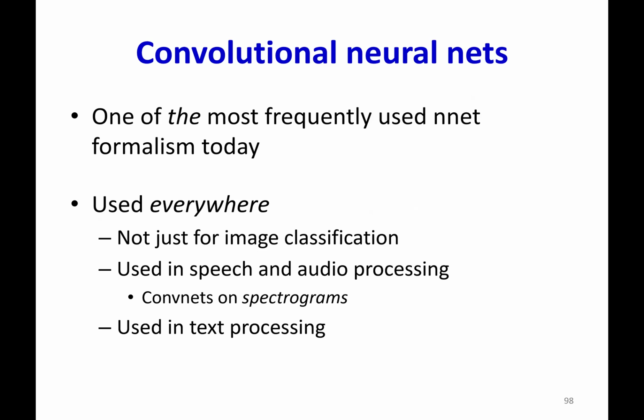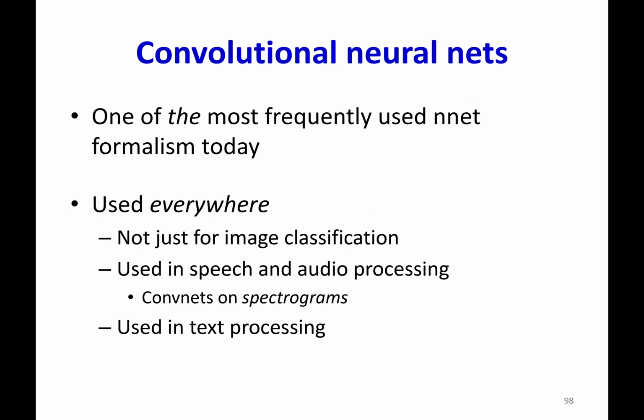And so, coming to the end, convolutional neural networks are now one of the most frequently used neural network formalisms. They're used everywhere, not just for image classification. They're used in speech and audio processing. In speech, we often apply convolutional networks to spectrograms. They are even used in text processing. Text is a sequence of words, and we often use them to analyze the sequence of words. We use them in analyzing financial markets. We'll see that in the next class.